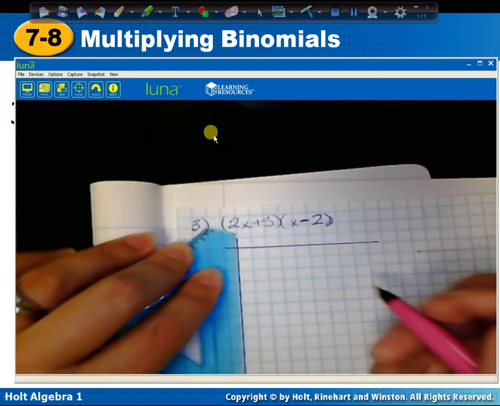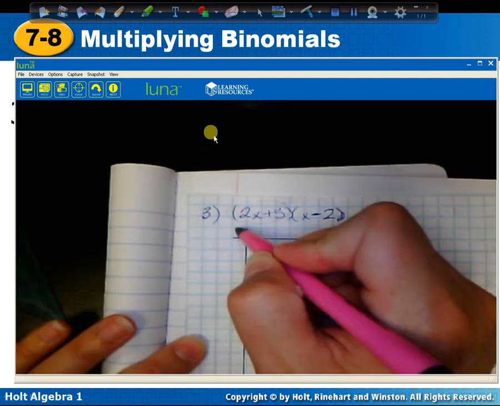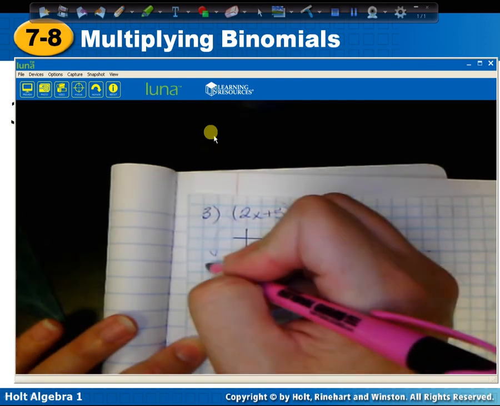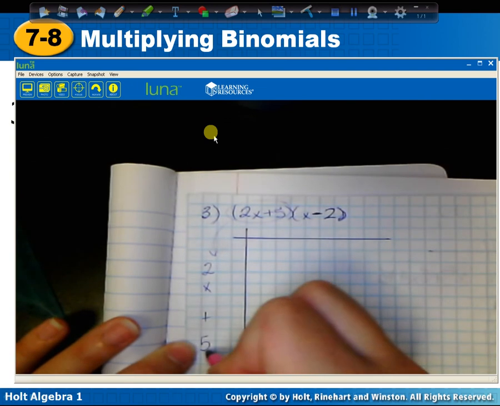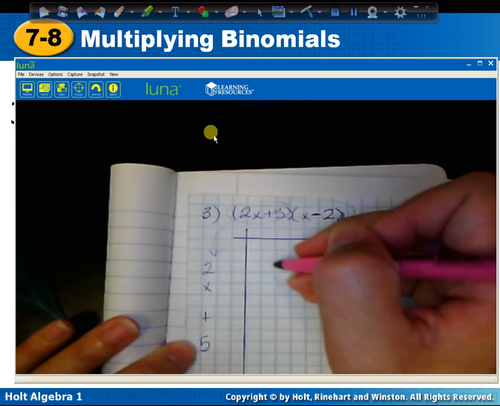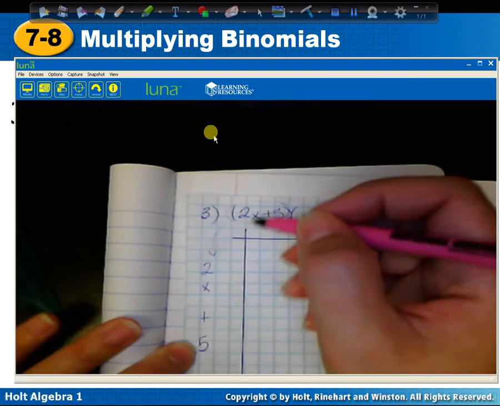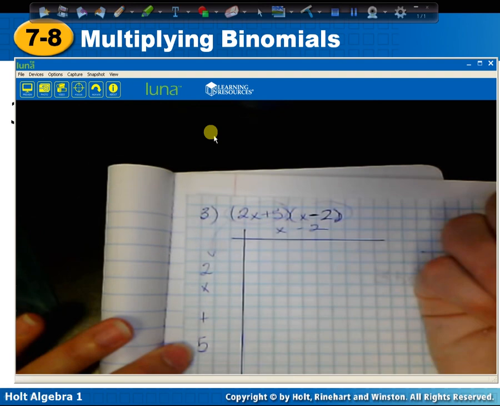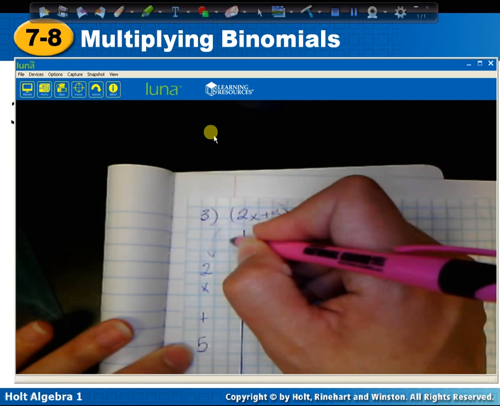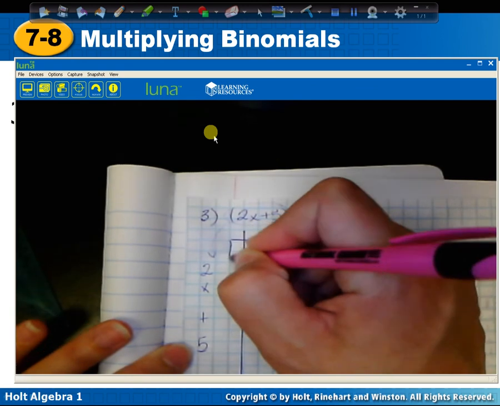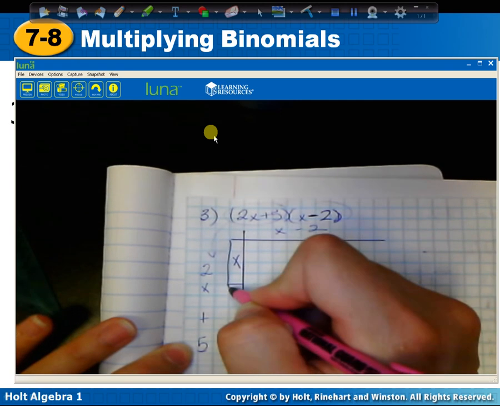So I drew my bar, and then I'm going to look at my first half of my problem, which is going to go on this side. So it's going to be 2x plus 5. And then I'm going to put this x minus 2 up here. So I have two x's here. This one's a little bit different from my last one because I do have two x pieces. So I'm going to mark off my 4 units for my first x, and then I have to put a second x here.